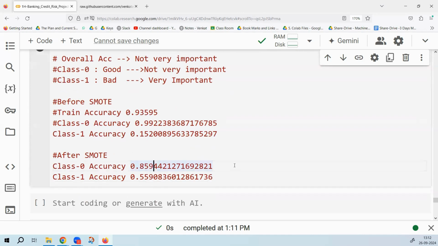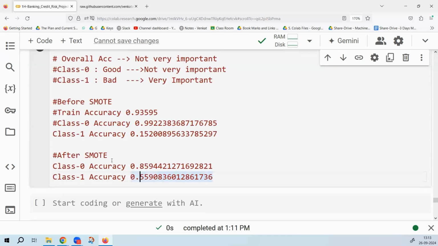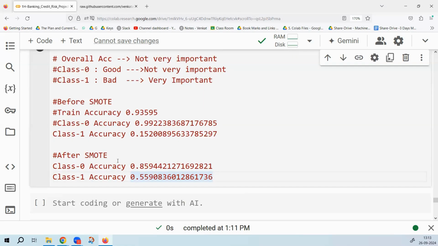Class 0 accuracy, we don't really care. Even if it is reducing also, it's not a big deal. But class 1 accuracy, from 15%, we have increased it to 55%. The improvement happened almost like 3.5 times, which is a very big improvement. And we will try all the other ways of feature engineering, etc., to improve this as much as possible. But the one technique that will give you the lift or will focus on the target variable more is the SMOTE technique.